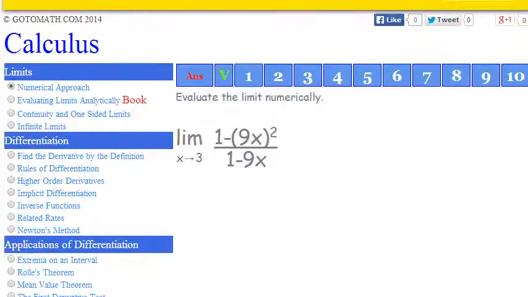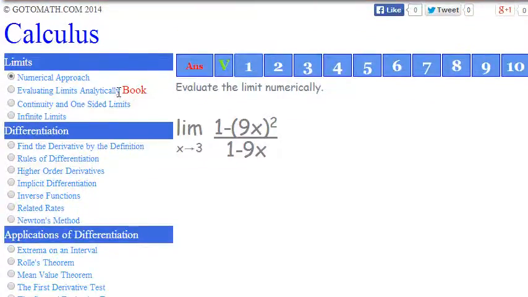Alright, we're here at gotomath.com and we're looking at limits and evaluating them numerically. So this is going to be the limit that we look at. We have the limit as x approaches 3 of 1 minus 9x quantity squared over 1 minus 9x. Let's go to the whiteboard and write some stuff down.